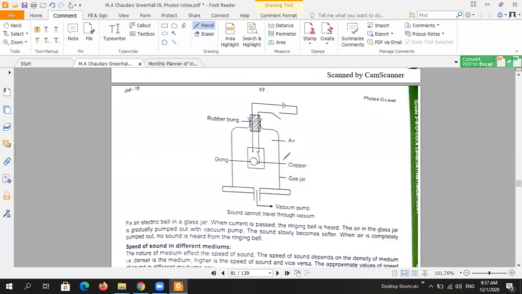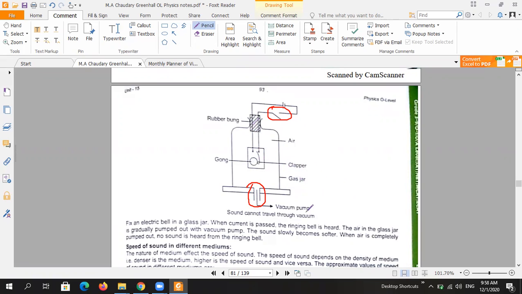So you can see this diagram. It's actually a jar made of glass, and this open end has been closed by a rubber bung, so that the sound waves produced inside this bell jar do not travel outside. And this is a vacuum pump. In the start, when you turn on this switch, or close the switch, the current passes through the bell, and the bell starts ringing, and you can clearly hear the sound that travels from inside to outside.